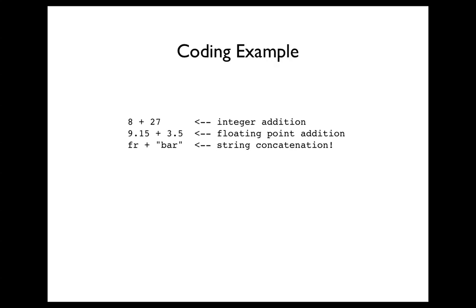Now let's take a look at a coding example. Here we have the plus operator being used in three different ways. The first is integer addition, where we have two integers being added together, such as 8 and 27. The second example is floating point addition, where we have 9.15 and 3.5 being added together. The last, but not least, example of this coding example is string concatenation, where we are simply combining strings together.